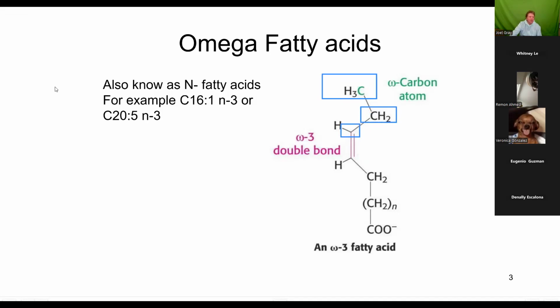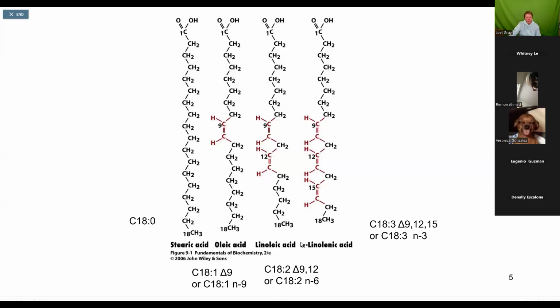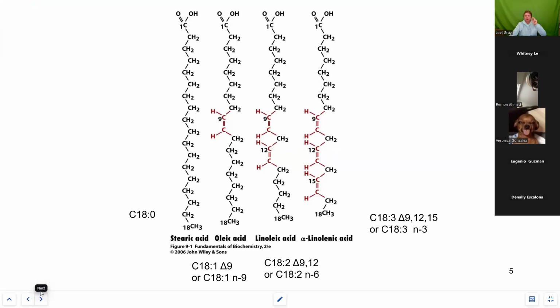So when you're thinking about that, and we jump back, this fatty acid, alpha linolenic acid, is an omega-3 fatty acid because we're starting at one, two, three. Okay. So those are our two designations, omega and delta. Those are our big nomenclature schemes when it comes to fatty acids.